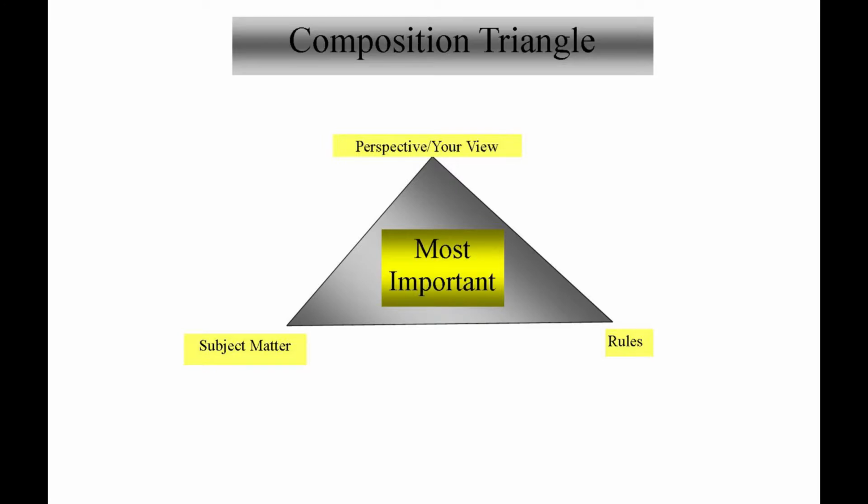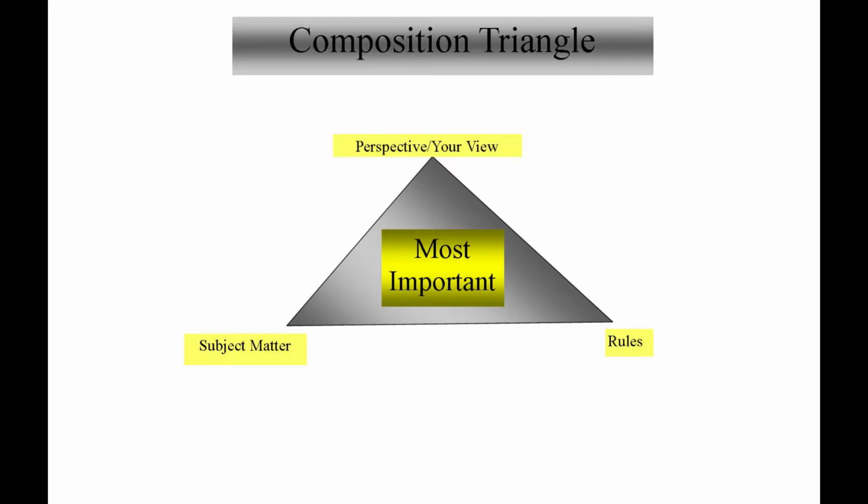Okay, here's our last triangle. I call this the composition triangle. And I think this is the most important triangle of all. This is where you come in. This is all about you. This is all about you seeing in your mind what the photograph is going to look like after you take it.